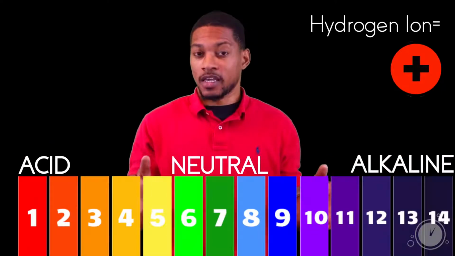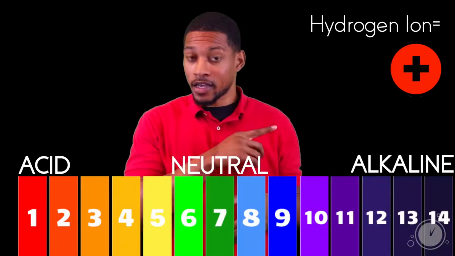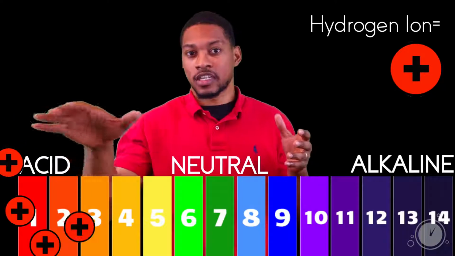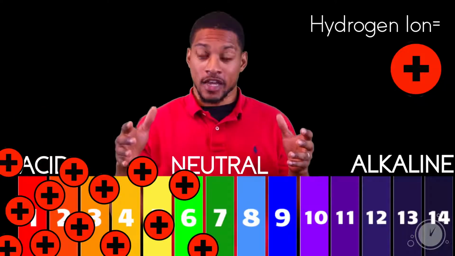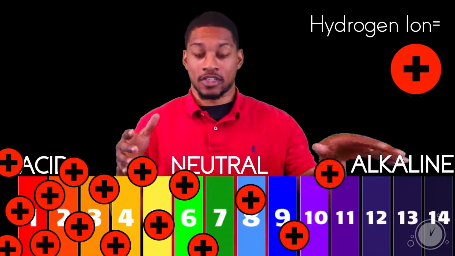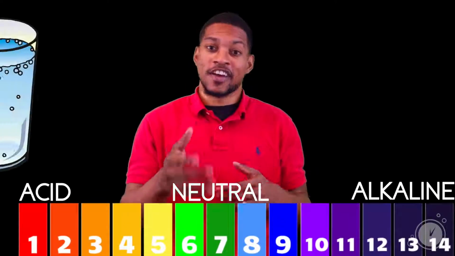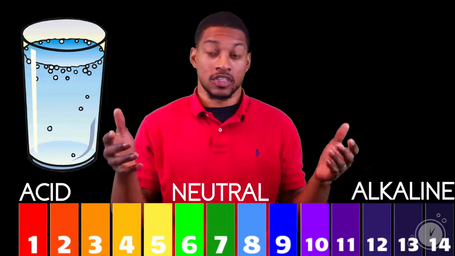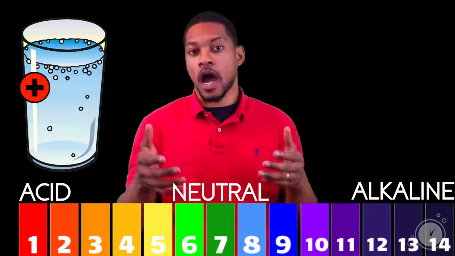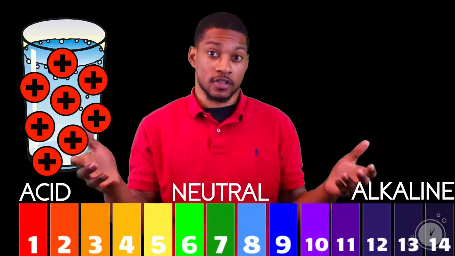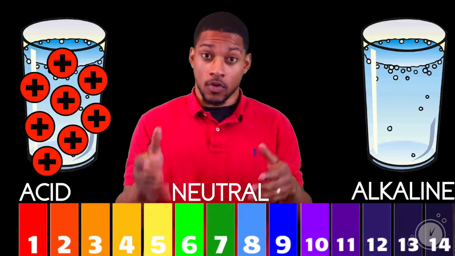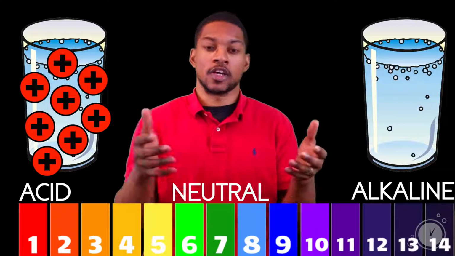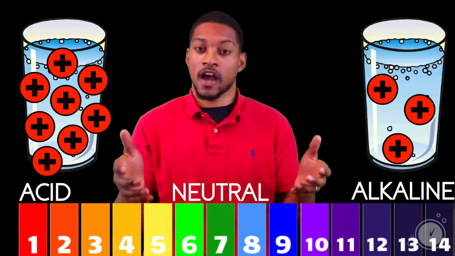So because pH is the potential of hydrogen ions, the more hydrogen ions in a solution, the more acidic it'll be. The less hydrogen ions in a solution, the more alkaline it'll be. For example, if I had a glass of acidic water, orange juice, lemon juice, etc., there would be a higher concentration of hydrogen ions. If I have a glass of alkaline water, or bleach, ammonia, etc., then there will be a lower concentration of hydrogen ions.